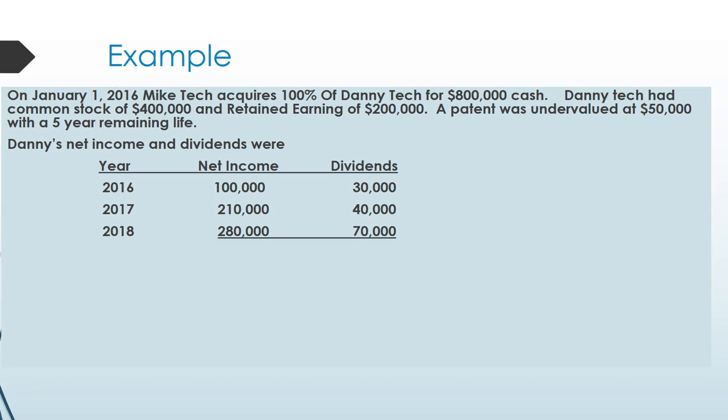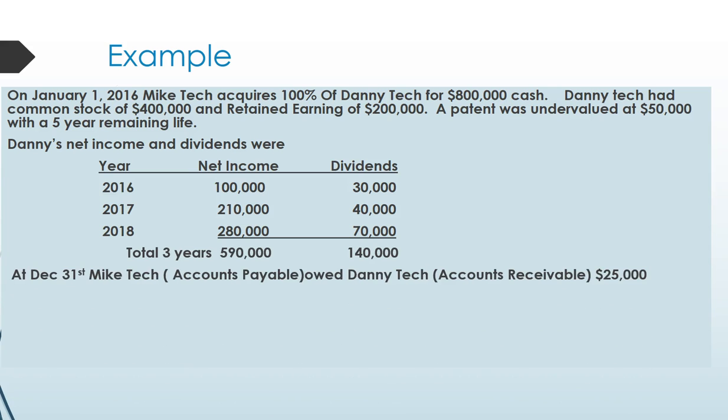Now we're going to use this example. In this case, on January 1st of 2016, Mike Tech acquired 100% of Danny Tech for $800,000 cash. Danny Tech had common stock of $400,000 and retained earnings of $200,000. A patent was undervalued at $50,000 with a 5-year remaining life. Now here is Danny's net income and dividends over the next 3 years. We total those up to get $590,000 in net income, and dividends paid out was $140,000.